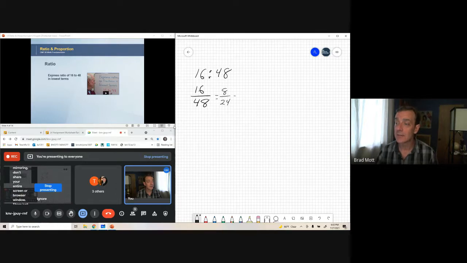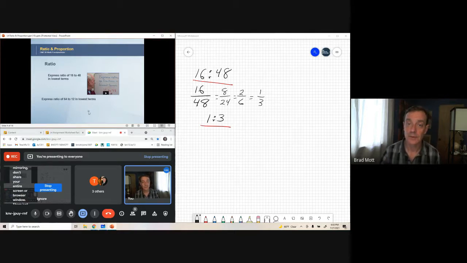Let's divide both the top and the bottom by 4. 4 goes into 8 twice. 4 goes into 24 6 times. We're still not simplified. So 2 goes into itself once, and 2 goes into 6 3 times. So we have the fraction or ratio of 1 to 3, and we rewrite it in ratio notation. The ratio 16 to 48 is the same as the ratio 1 to 3.